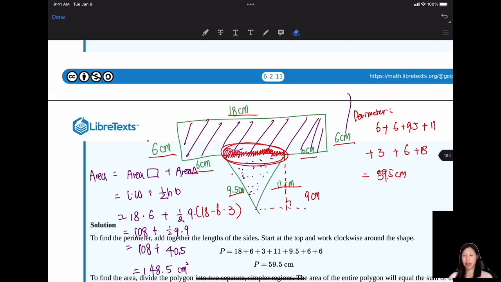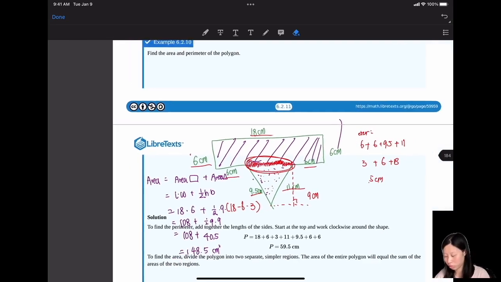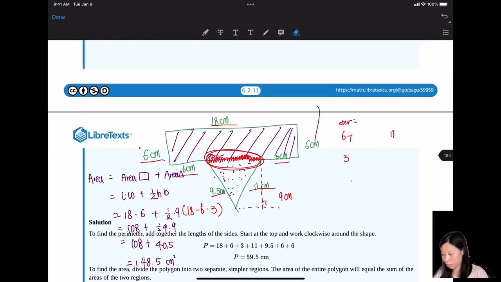Okay, so let me recap this. In this non-special shape, like a really weird polygon, the idea is you divide it into different pieces. You try to divide it into shapes that you're familiar with, that you know the formula about how to find the area, and try to find the area from there.